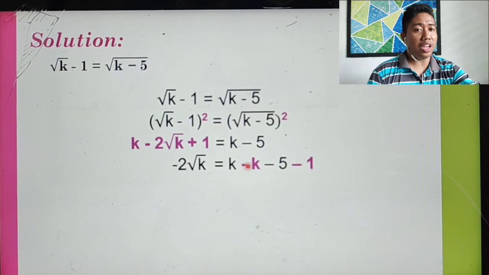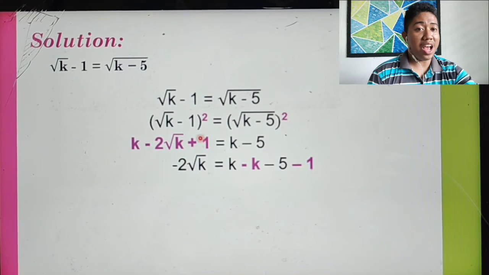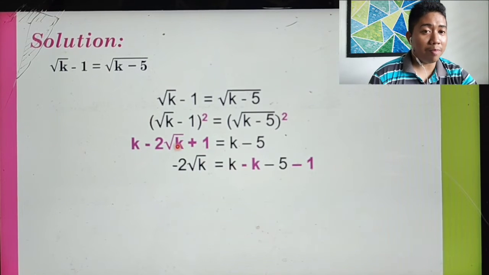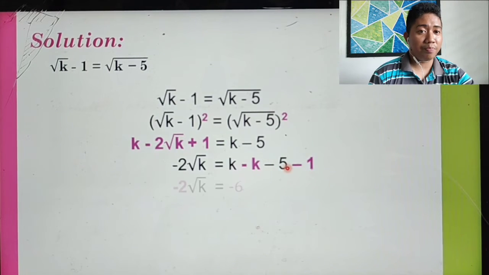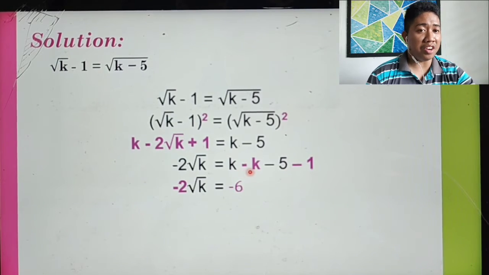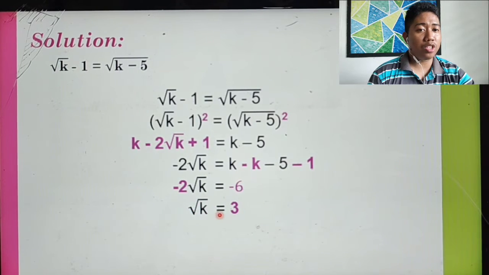The next step is to isolate the radical, so you have to transfer the terms: k minus k, and of course the same with positive 1. Transfer to the other side, so positive 1 becomes negative 1. So negative 2 square root of k is equal to negative 6. We eliminate k since the difference is 0. Then negative 2 square root of k is equal to negative 6.